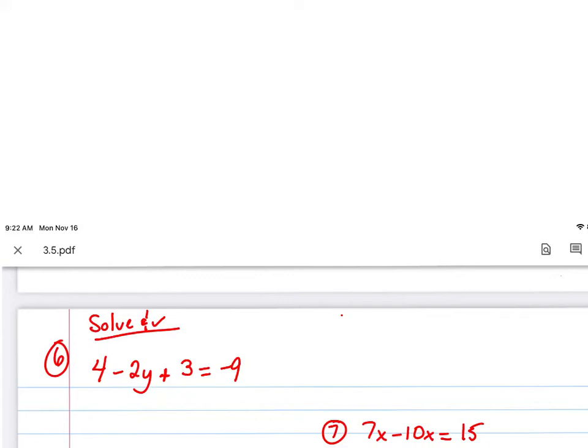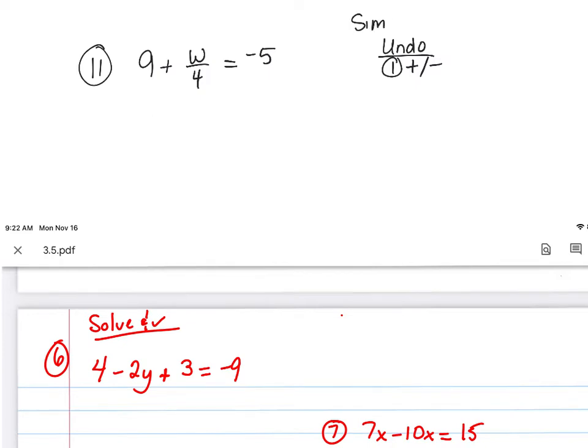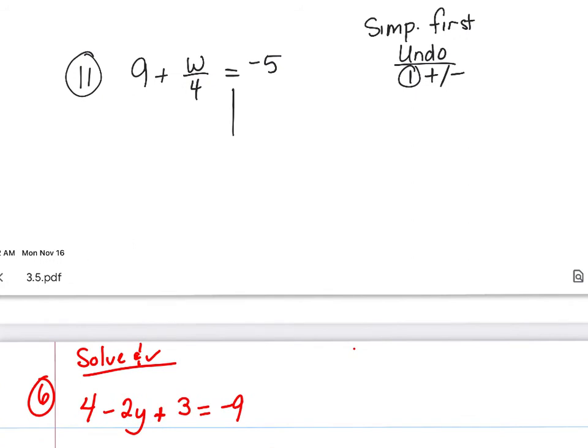If you look at number 11, it looked like this. It was 9 plus W over 4 equals negative 5. First thing that we always undo is the adding or subtracting, but we always have to make sure that we simplify first. Can't do anything to simplify, right? So to undo the adding or subtracting, notice that they are adding 9 to W over 4. We have to subtract 9. If I do it on one side, I do it on the other side.